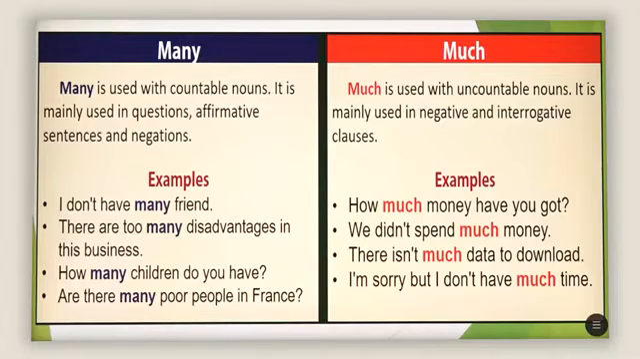Many and much are quantifiers that we use before nouns. They differ in their usage. Many is used with countable nouns. It is mainly used in questions, affirmative sentences, and negations.